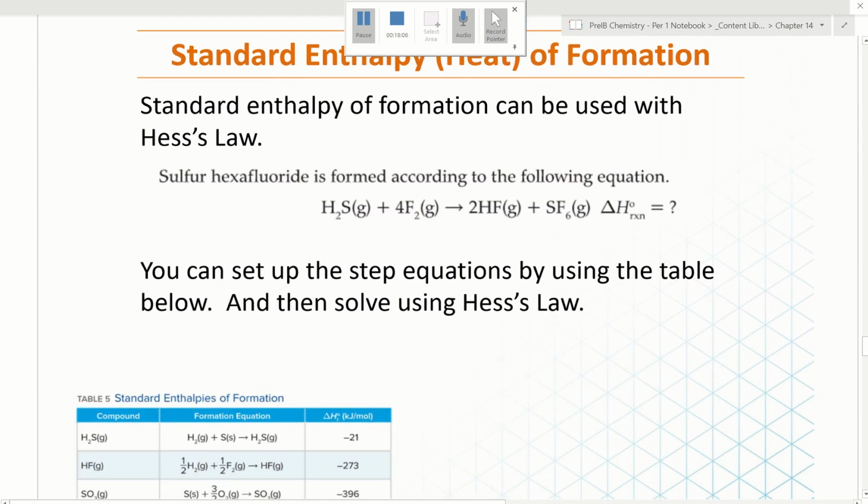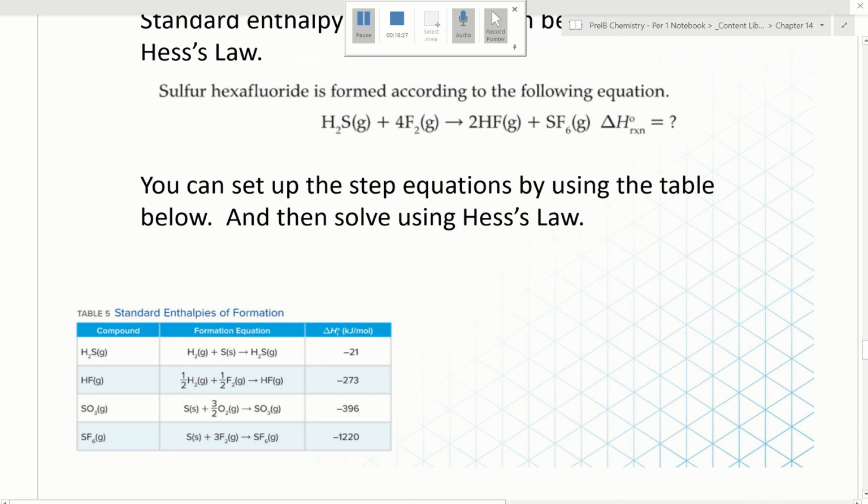Standard enthalpy of formation can be used with Hess's law. For example, sulfur hexafluoride is formed according to the following equation: H2S plus 4F2 yields 2HF plus SF6. And it says, what's the enthalpy of the reaction? Well, you can set up the step equations by using the table below. So my final equation is going to be H2S plus 4F2 yields 2HF plus SF6.